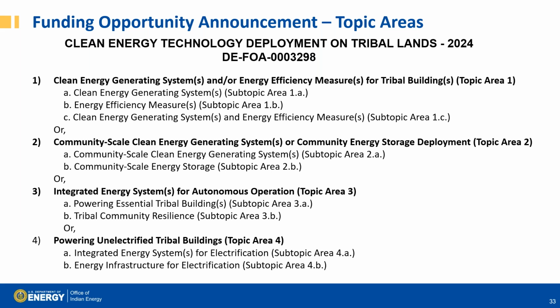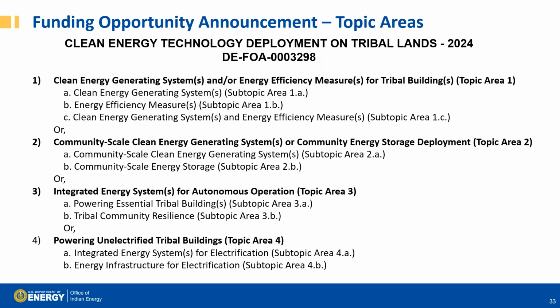This slide shows the eligible topic areas of the funding opportunity announcement. Topic Area 1 and Subtopic Area 3A are for clean energy technology on tribal buildings on a facility scale, whereas Topic Area 2 and Subtopic Area 3B are for clean energy technology on a community scale, and Topic Area 4 may be either facility or community scale projects. Specifically, Topic Area 1 is for the installation of clean energy generating systems and/or energy efficiency measures on tribal buildings. There are 3 subtopic areas, one for installation of clean energy generating systems, one for the installation of a single or multiple energy efficiency measures, and the last for a combination of energy generating systems and at least one energy efficiency measure.